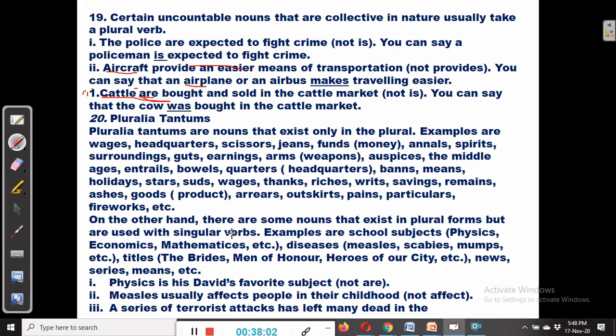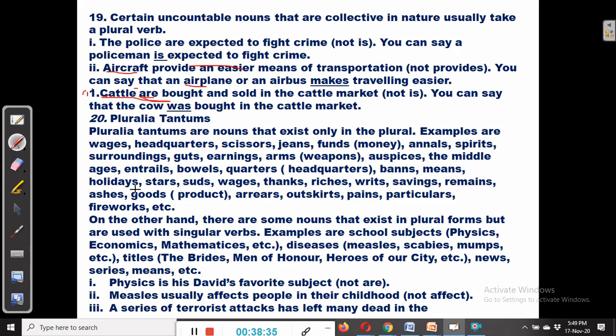Now, on the other hand, there are some nouns that exist in plural forms but are used with singular verbs. Examples are school subjects like physics, economics, mathematics, etc. Diseases like measles, scabies, mumps, etc. We have titles like the brides, men of honor, heroes of our city, etc. News, series, means, and so on.